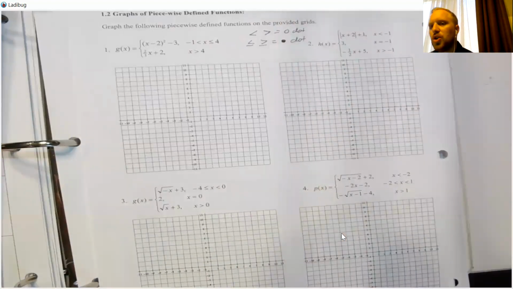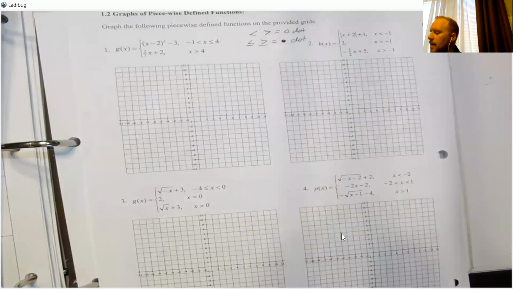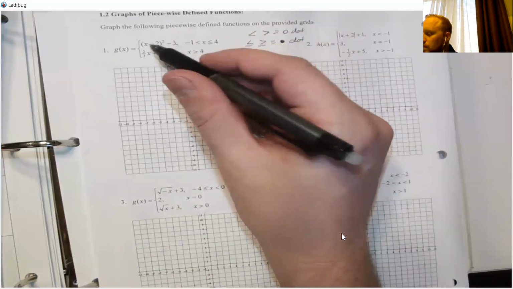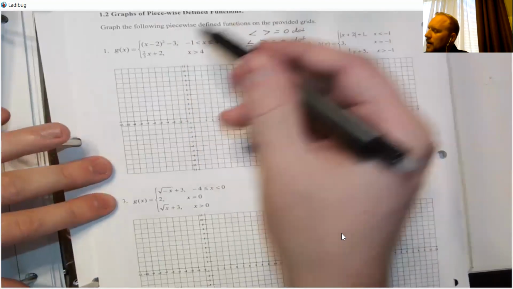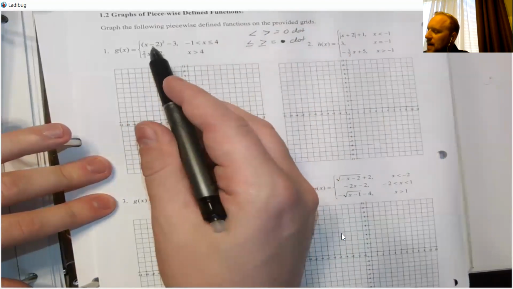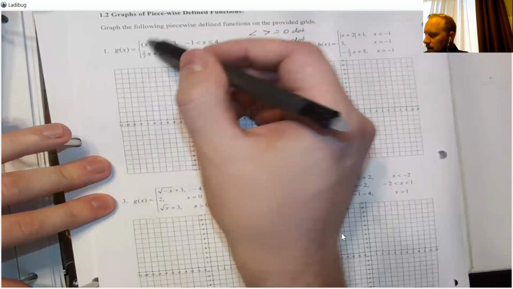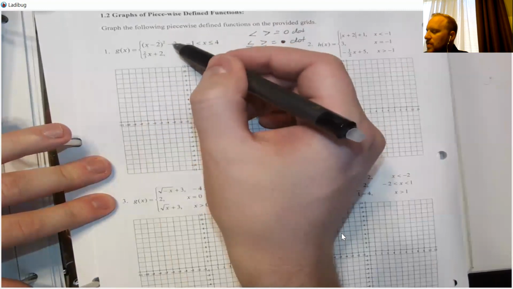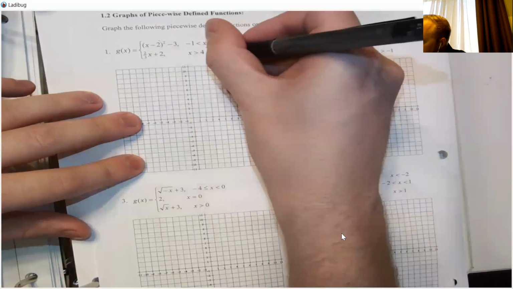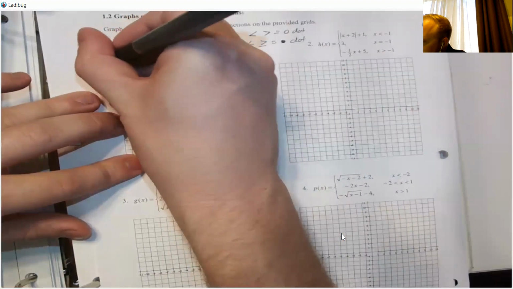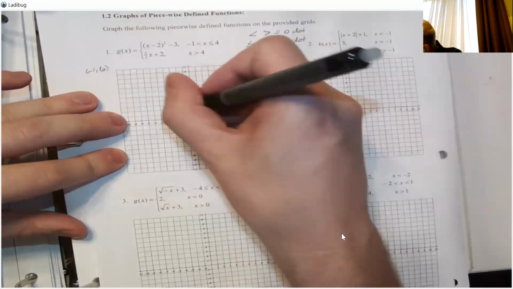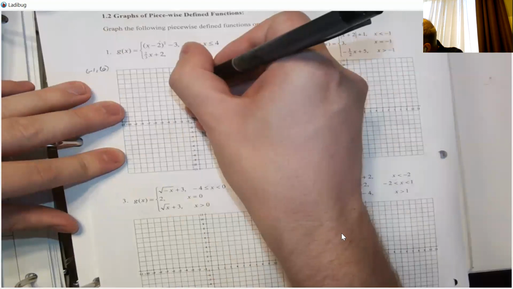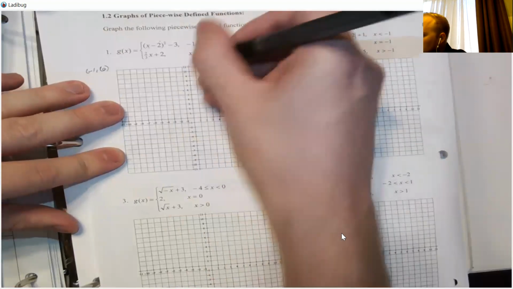Okay, so it's a good idea to first plot these values, -1, by plugging them into the function here. So if we were to plug -1 into here, -1 minus 2 is -3. -3 squared is 9. 9 minus 3 is 6. So we would plot the point -1, 6. So we're going to go over here and plot that point. So -1, 6 is right here. But at that -1, we have an open dot.